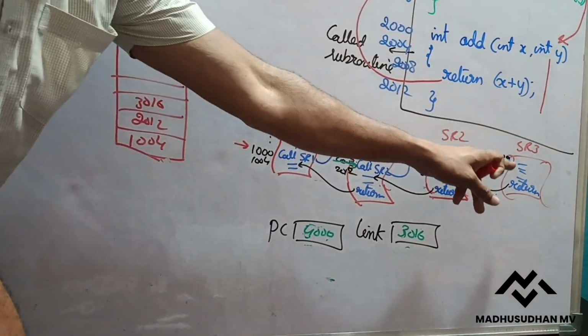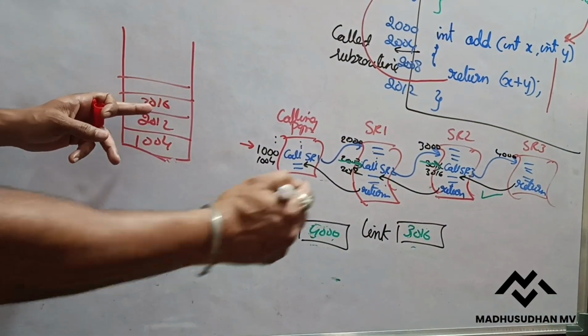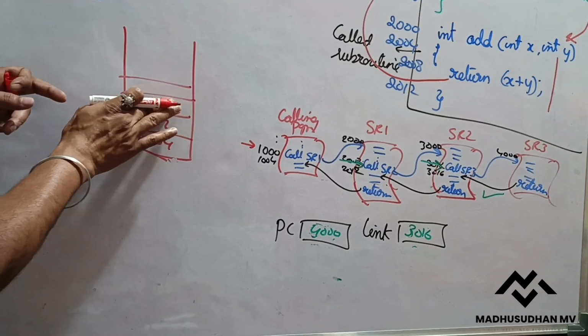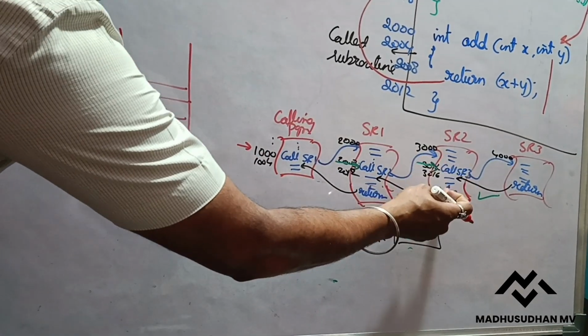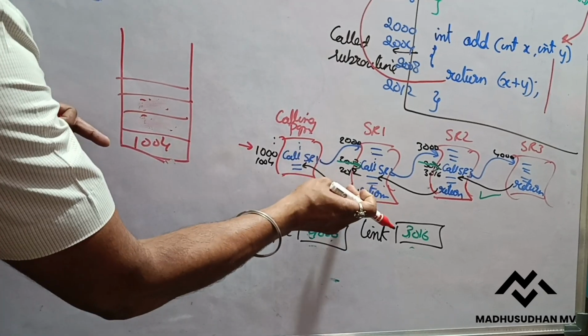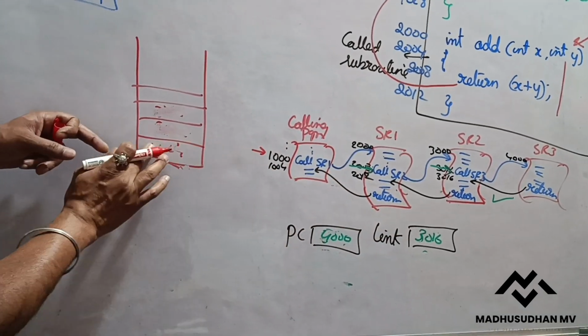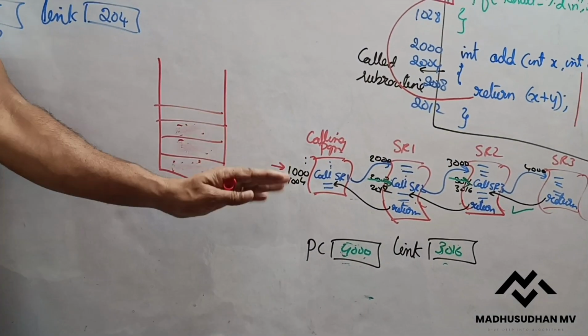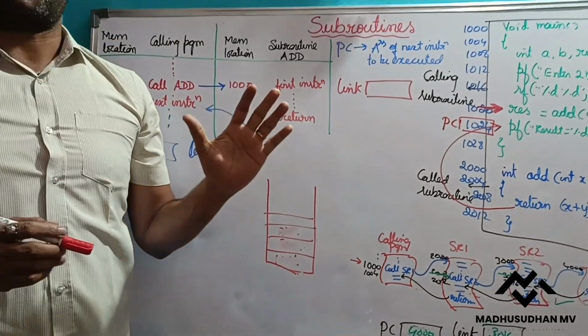Then 4000 will execute. When I'm returning back, I will pop it out. I will come to 3016. Fine. After executing that, again I will pop it out, 2012. I come to here. After that, again I will get 1004. I will come to here. Fine. I will pop it out. So this is how nested subroutines will work.